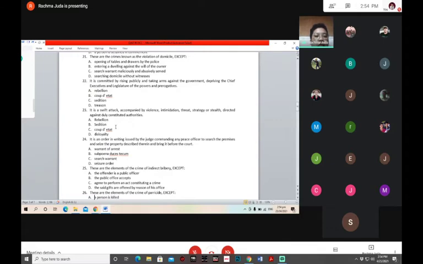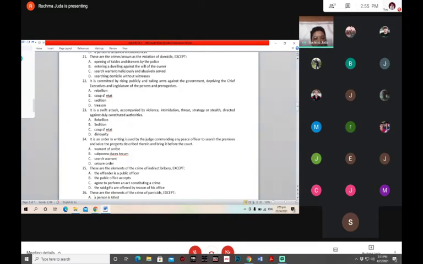Next, 23. The answer to 23 is coup d'etat, Charlie. The common offender in a coup d'etat is military or police personnel. But it is not limited to them, a private person can also be liable, but the private person must have helped military or police personnel in order to be liable for coup d'etat. Because if a private person alone goes against the government by means of violence, intimidation or threat, the crime is rebellion. But if it is military or police personnel, that is the time it is coup d'etat.